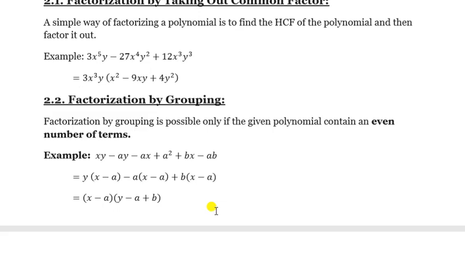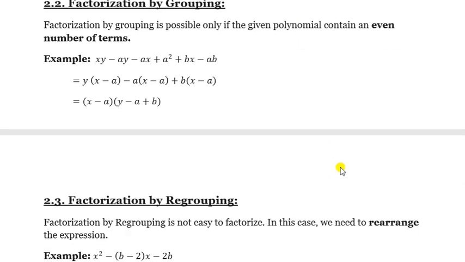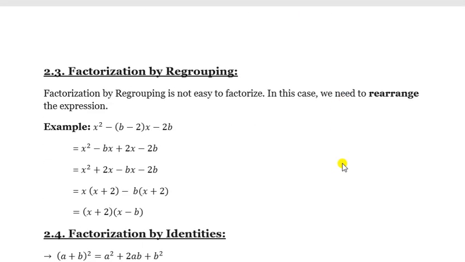Next we are going to find out the next method, that is regrouping. That means you will get some algebraic expression without arrangement. You cannot take a common factor, and you cannot make a group either. So for that kind of expression you have to rearrange it, and only then can you factorize it.